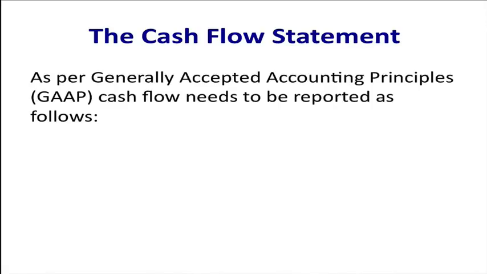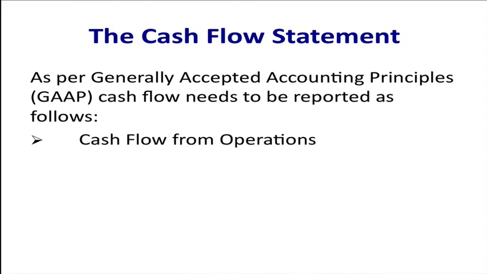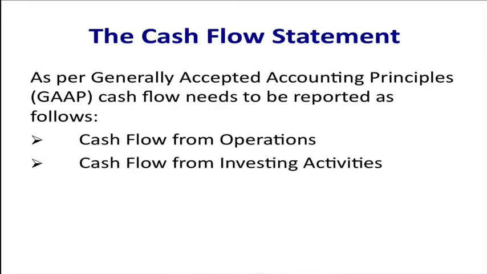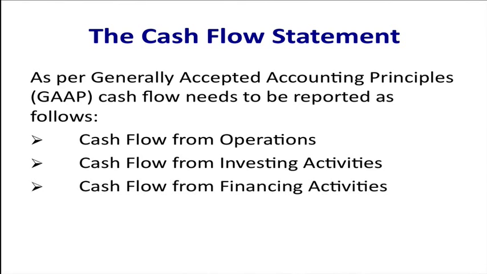As per generally accepted accounting principles, or GAAP, cash flow needs to be reported in a company in a certain format. This format requires that the cash flow statement has three broad sections in which cash has come in or gone out of this company. The first section is known as cash flow from operations. The second is known as cash flow from investing activities. And the third is known as cash flow from financing activities.